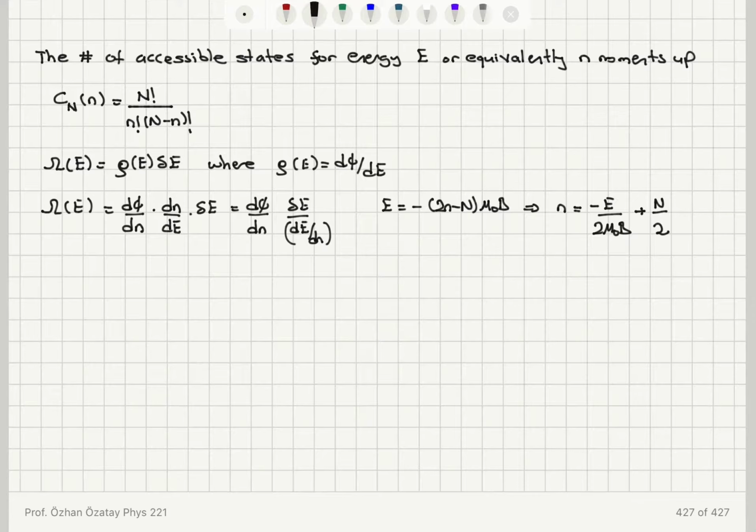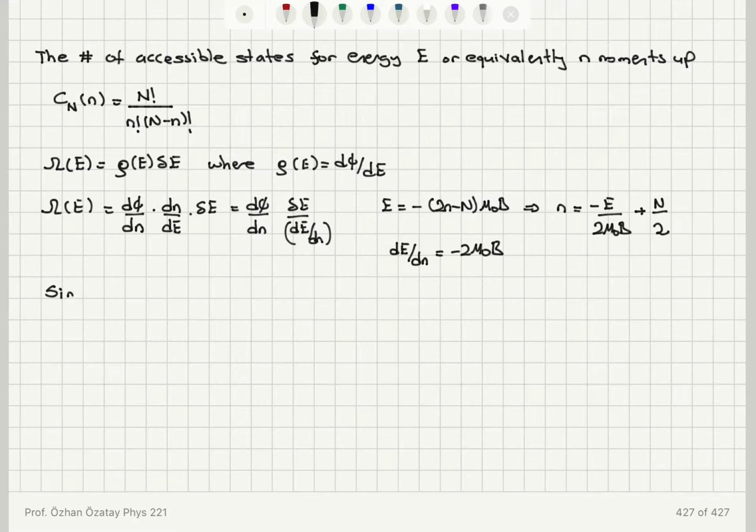So this basically tells us that dn dE is minus 1 over 2 mu0 B, or dE dn, you can read here, is minus 2 mu0 B. Any change in the n value, an incremental change in the n value, results in an incremental change in energy in units of minus 2 mu0 B.